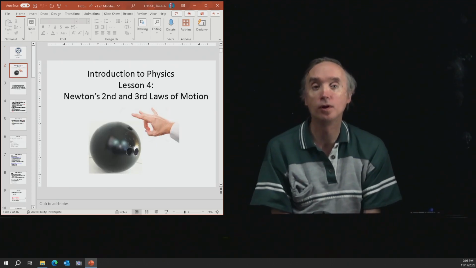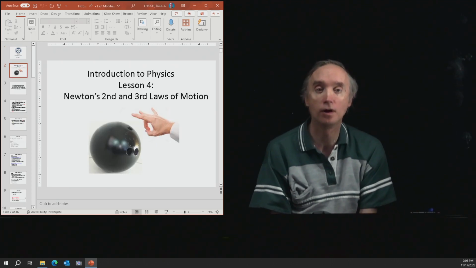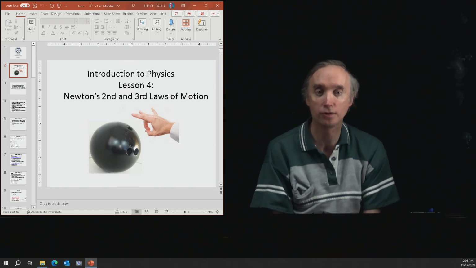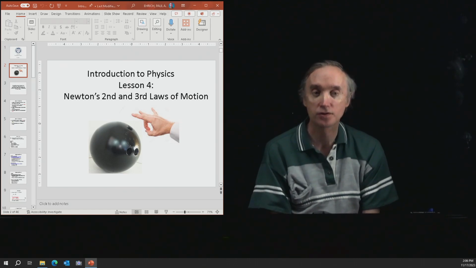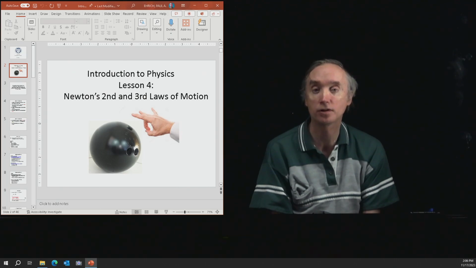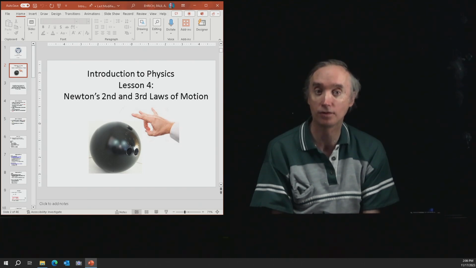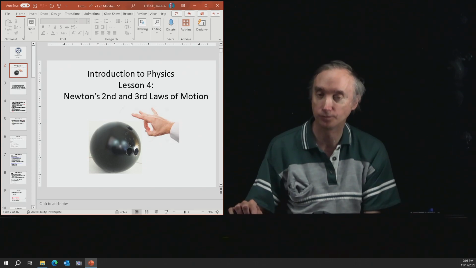So today we want to do lesson number 4 on Newton's second and third laws of motion. If you recall, in a previous lesson we talked about what Newton's first law of motion was, and in another episode we explained what speed and acceleration were. So now we want to put this all together in talking about Newton's second and third laws of motion.